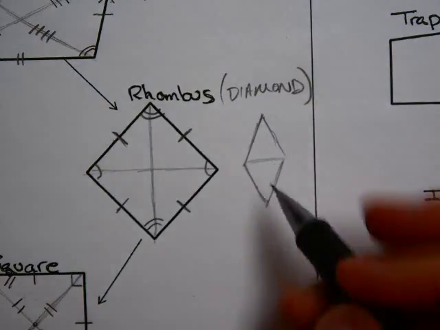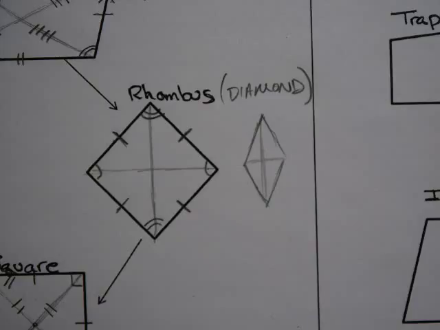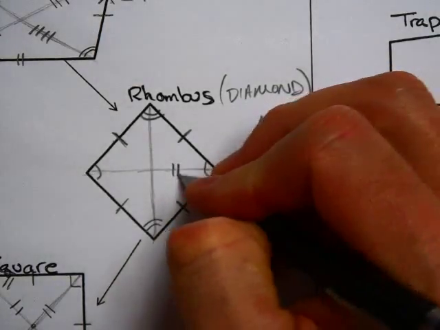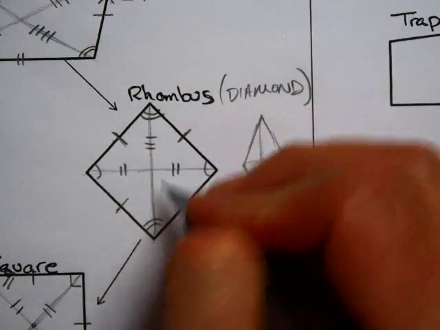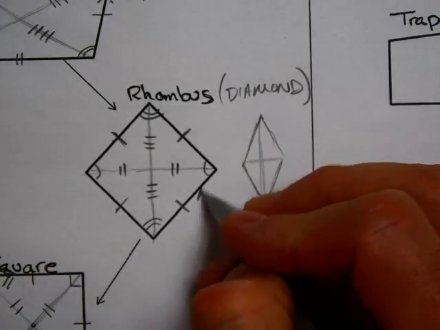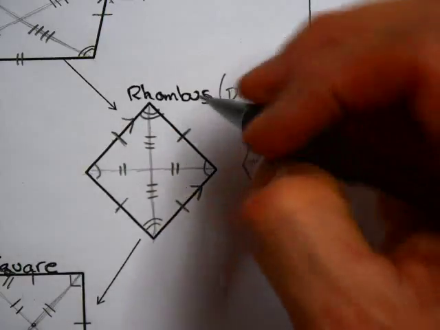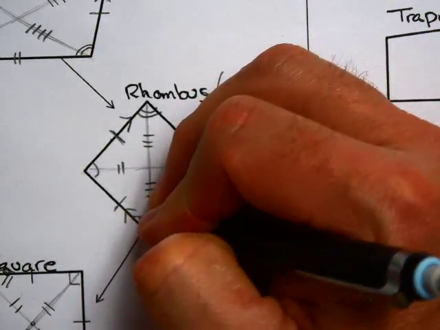Because this is a squished square, there's something special going on here with the diagonals, but they're not the same length. So this piece and this piece would be the same length, but this piece and this piece would be different. Oh, by the way, parallel, parallel, parallel, parallel.